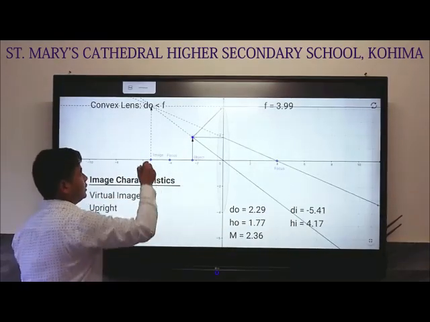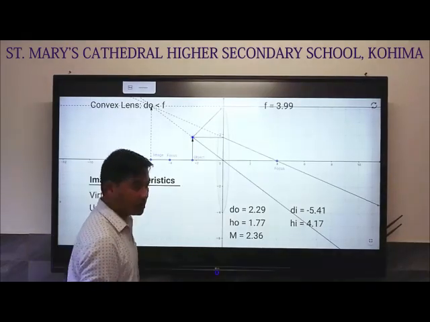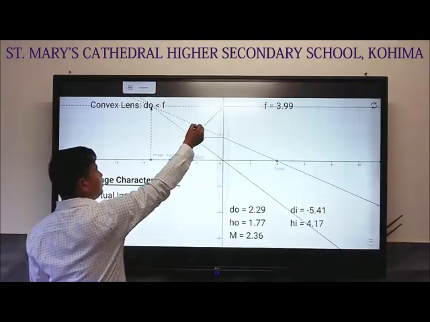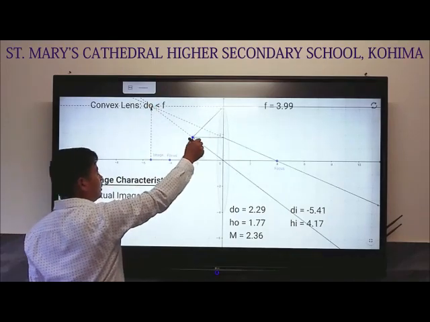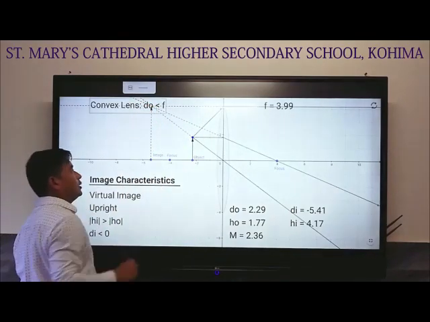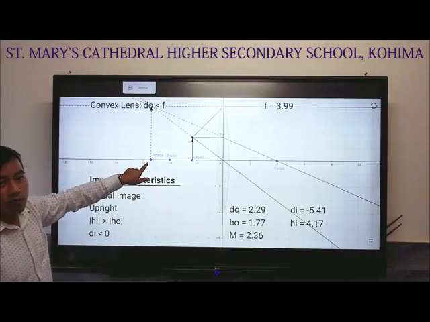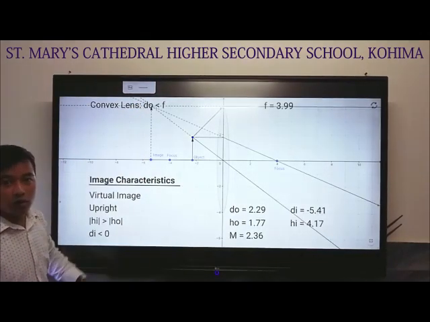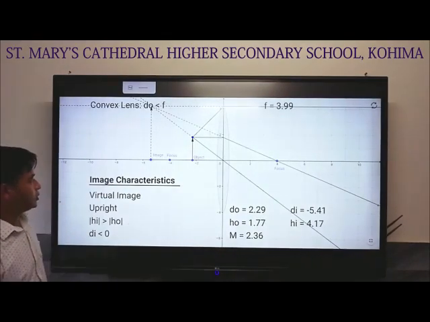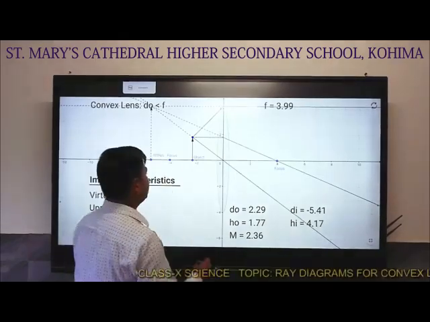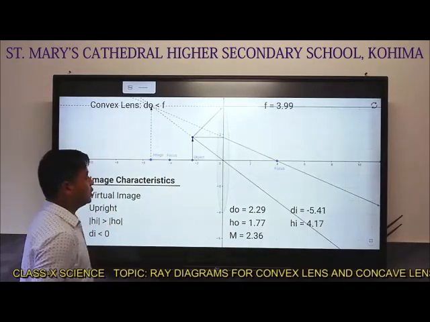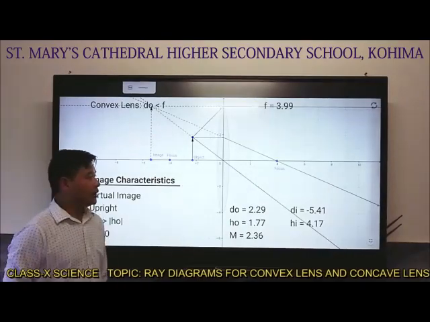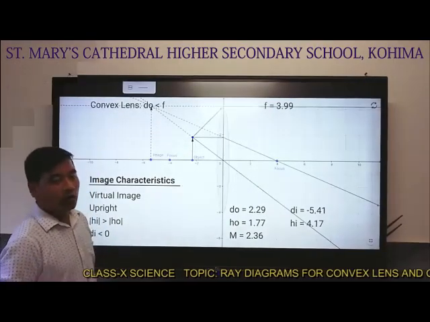We find that the image is very big, which means an enlarged image is formed. At the same time, the image is formed by backward reproduction: when we reproduce the rays backward, we find that the rays intersect at this point and an image is formed in this position. The image so formed is a virtual image, and it is erect. So at this position, when the object is placed between the optical center and focus, we find that an image is formed which is virtual and enlarged. This position is the last position of image formation in a convex lens.